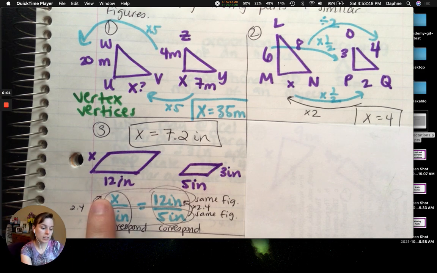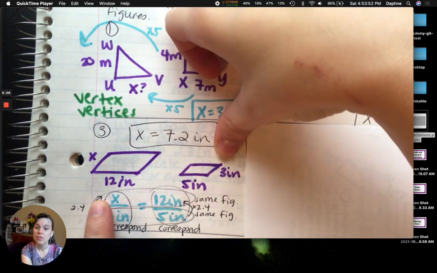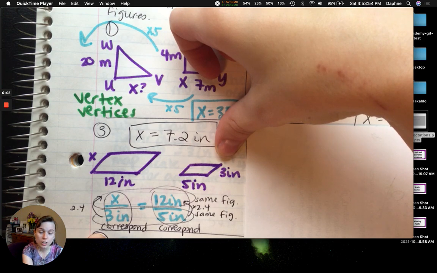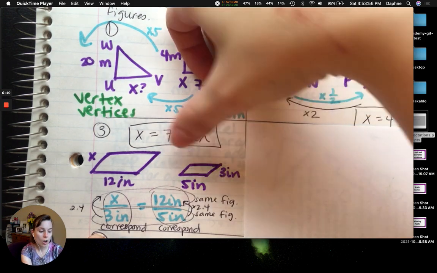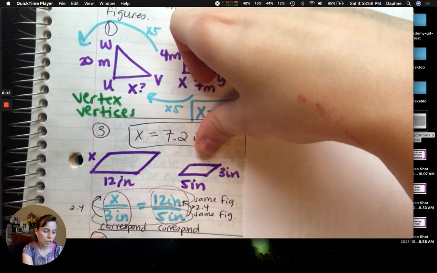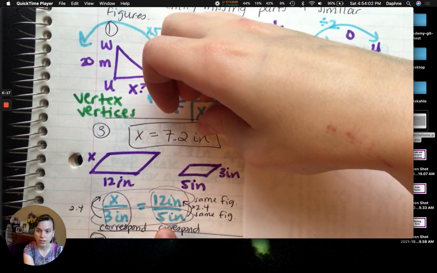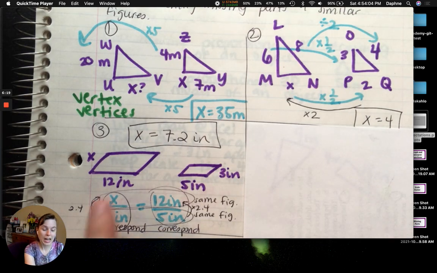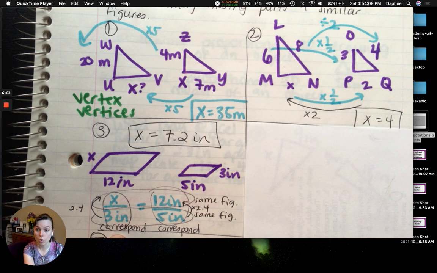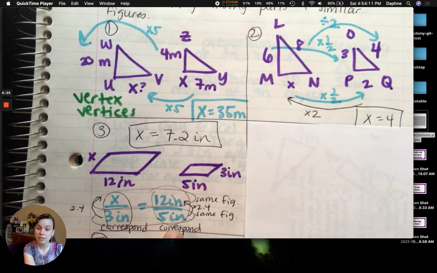Okay, so notice that I have the circles. So x and 3 inches, they both correspond. They're both corresponding sides on our similar figures. 12 and 5 also correspond on our similar figures. So repeat after me. X and 3 inches correspond. 12 inches and 5 inches correspond.